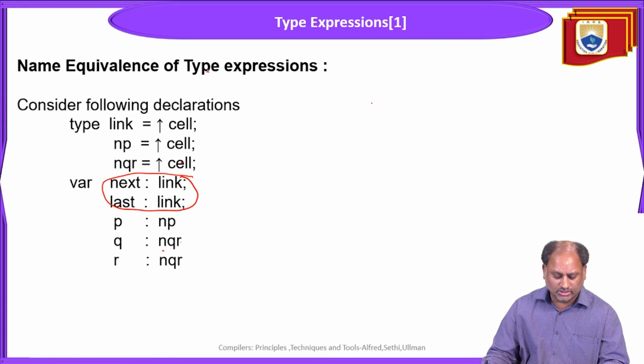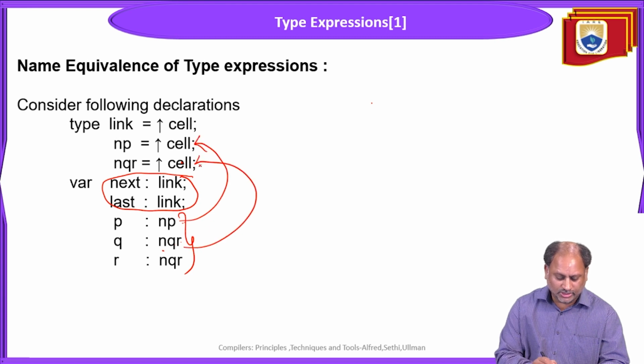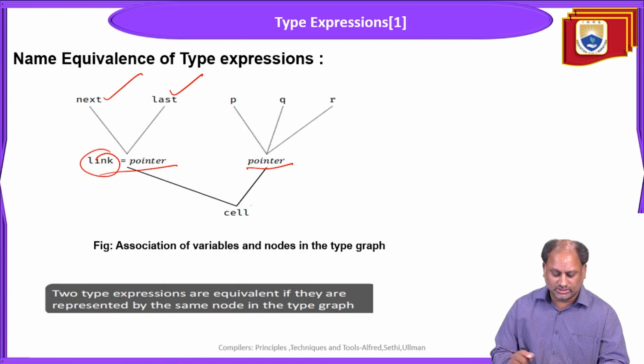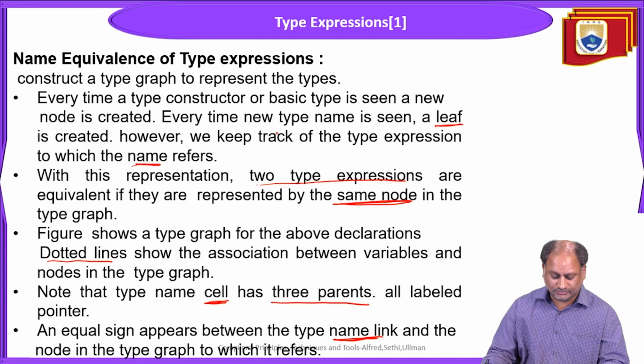Whereas if you consider PQR, these are all referred to as NP. What is NP? NP is pointer to cell. NQR is a pointer to cell. So here next is link, and link means pointer to cell. Link here is pointer to cell. Like that we are going to define it as a tree structure, pointer of cell for PQR.